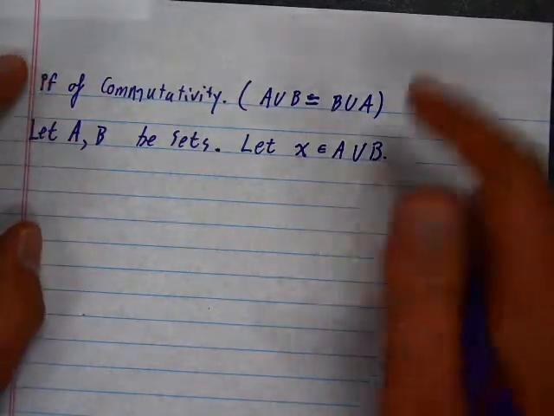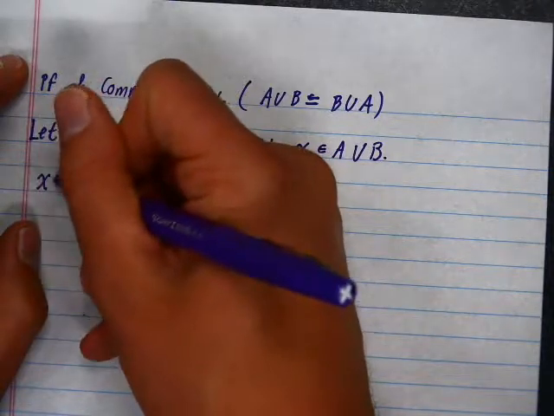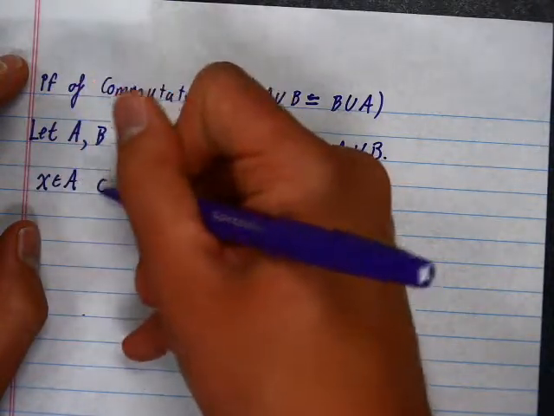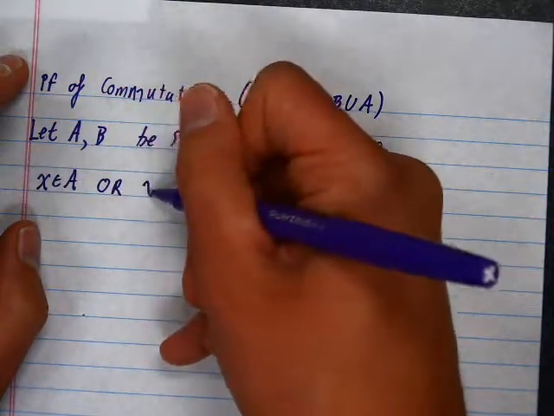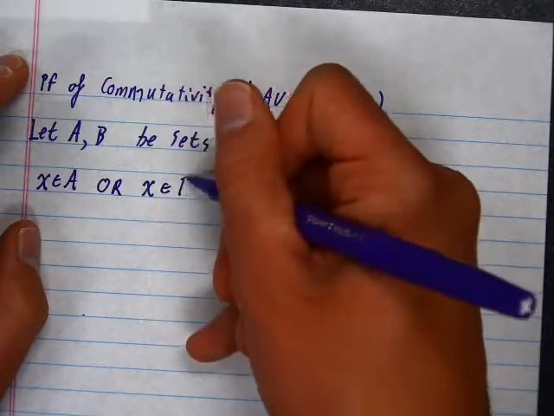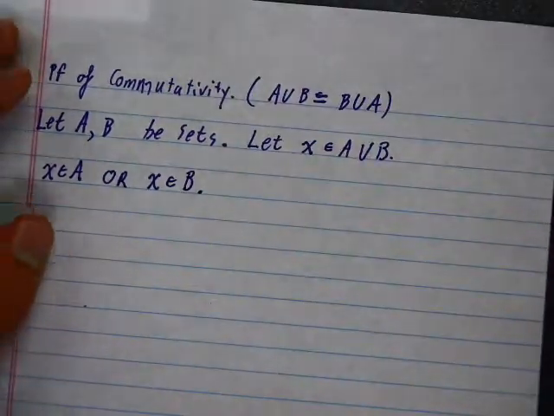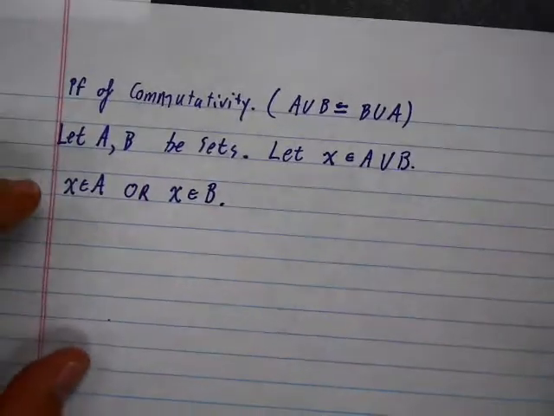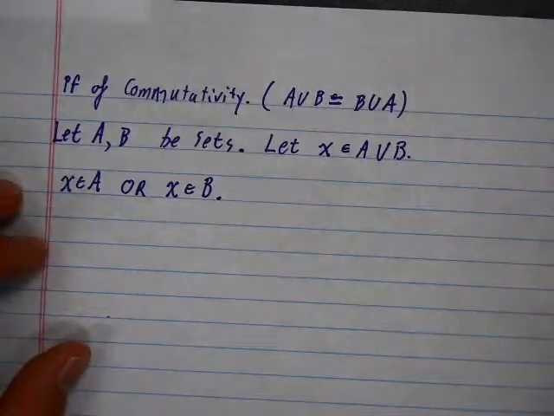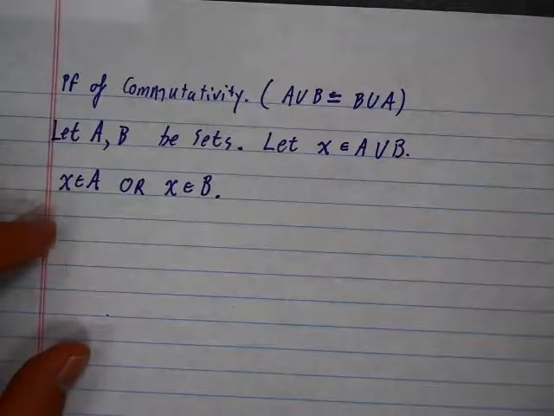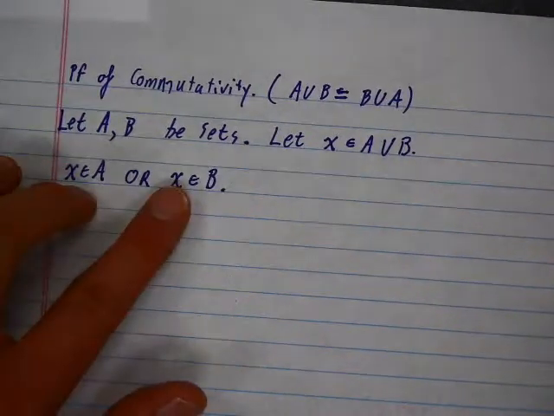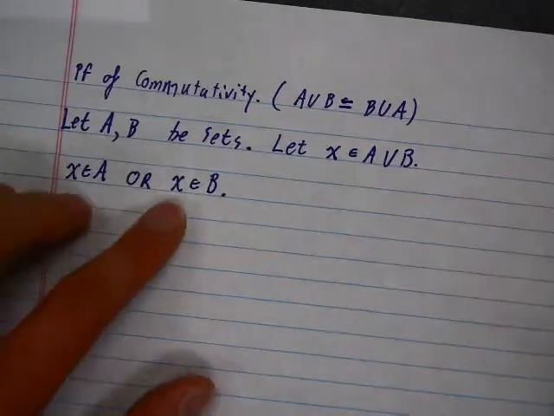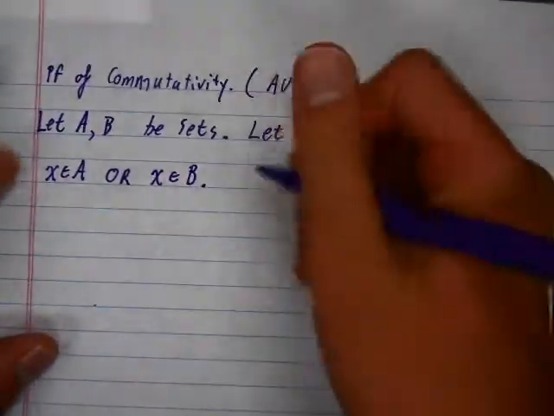Well, since x is in A union B, it follows that x is in A or x is in B. Let's think about statements and oring them together. Does it matter what order you take an or in? It doesn't, right? If this is true, then the or is true. If that's true, then the or is true. If they're both true, then the or is true.